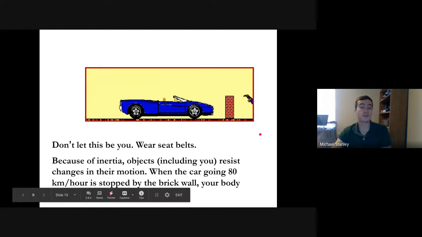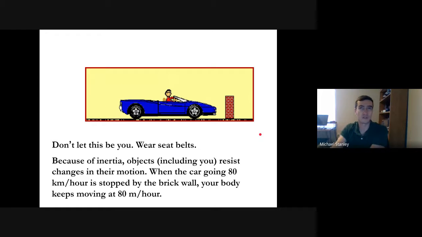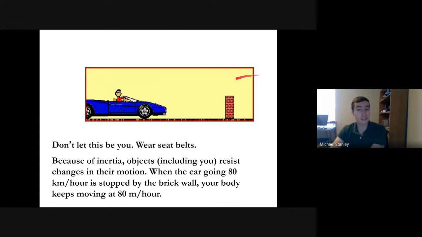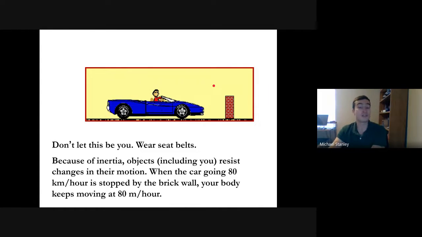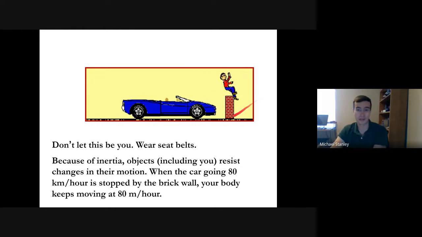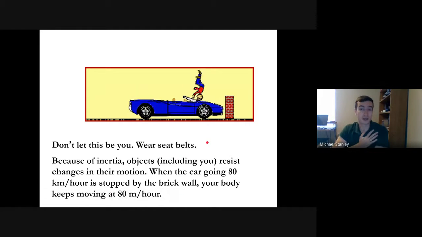because your body is still moving at 80 kilometers an hour, which in this case would be like 50, 55 miles an hour. So your body, even though the car stopped, still wants to keep moving. And if you're not wearing your seatbelt, that's why people get thrown out of their car windshield. And that's why seatbelts are important. Because when you're wearing your seatbelt, that exerts a force on your body.